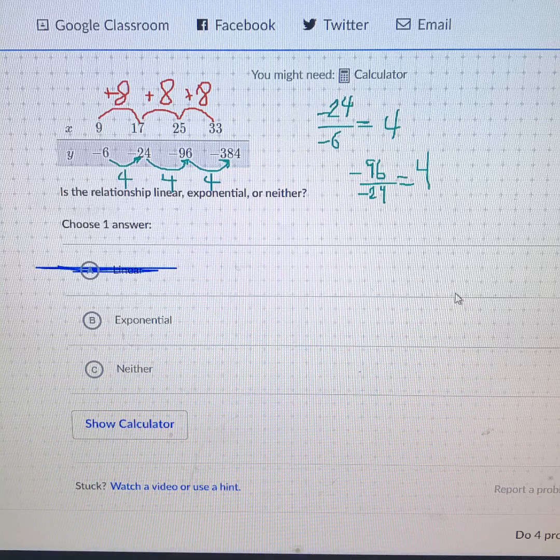And while I didn't draw it, the -384 divided by -96 also gave me a change of 4. So that means that every single y value we increase, we're multiplying by the same number. That number is 4. And that does make this an exponential function.